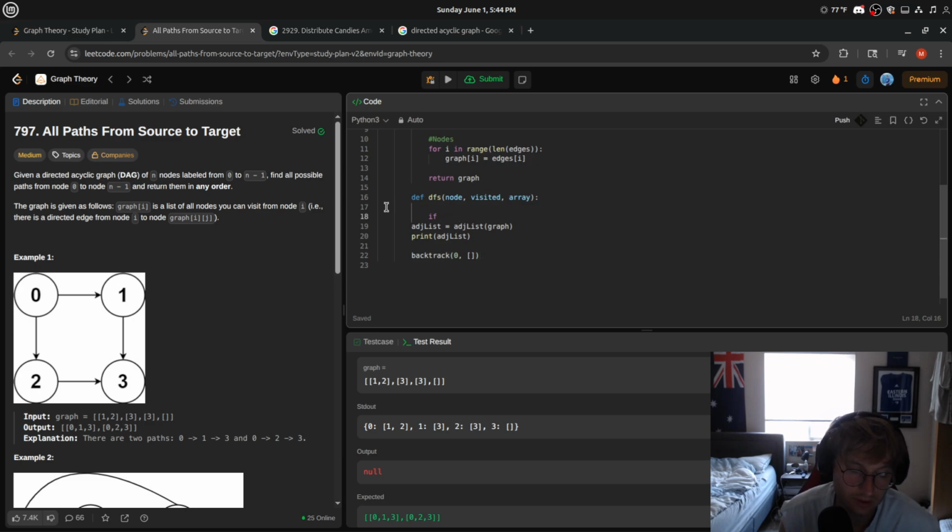I'm trying to think here. So we would do DFS. We're going to pick one edge, do this, and we get there. We know this doesn't have any cycles, so we don't really need to check for that. We know we can't get back to 0, right? So maybe we don't really need the visited array.